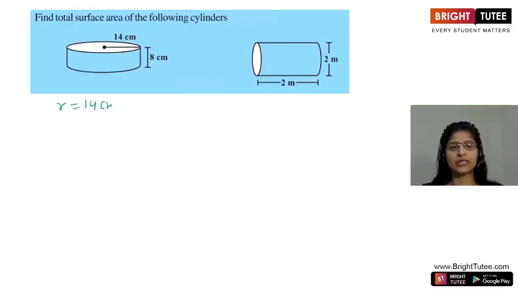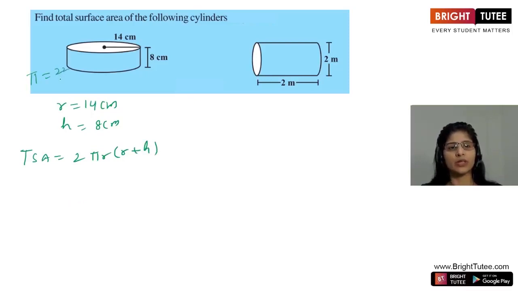So r is 14 centimeter, height is 8 centimeter, and we know total surface area is given as 2 pi r into r plus h. Whenever it is not given in the question, we will take pi as 22 upon 7 always, unless it is stated otherwise. In case they would want us to take 3.14, they'll mention it in the question.